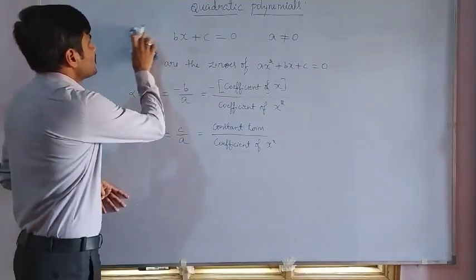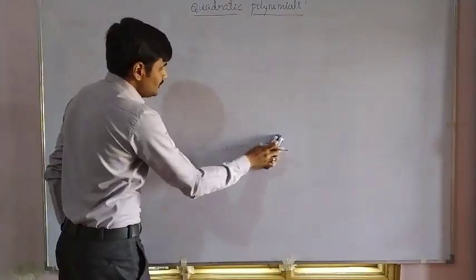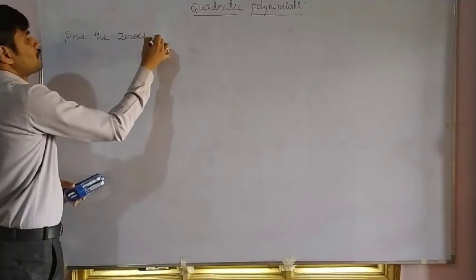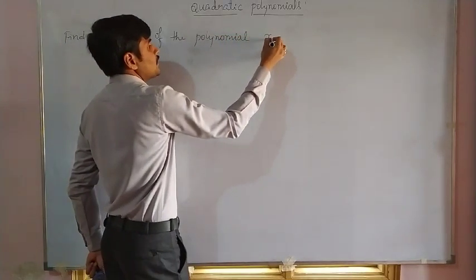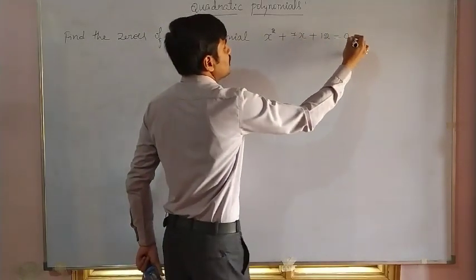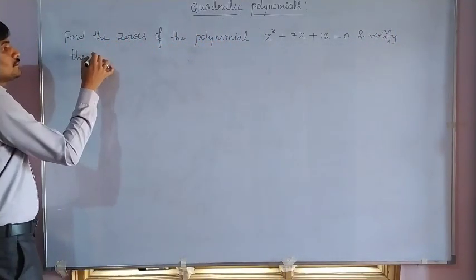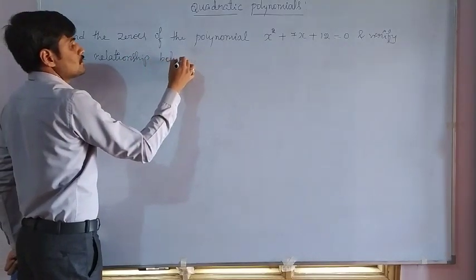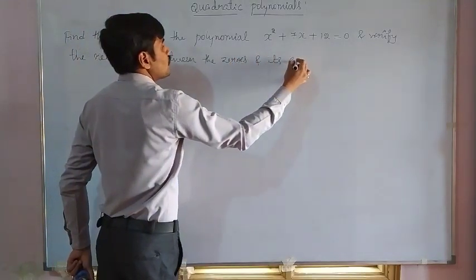Let us take the first question. Find the zeros of the polynomial x square plus 7x plus 12 is equal to 0, and verify the relationship between the zeros and its coefficients.